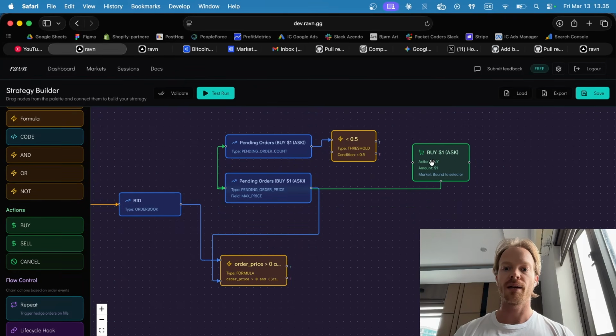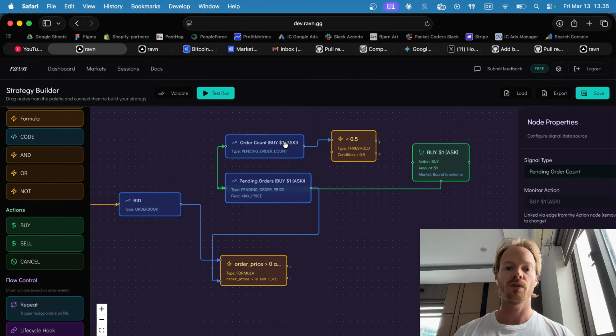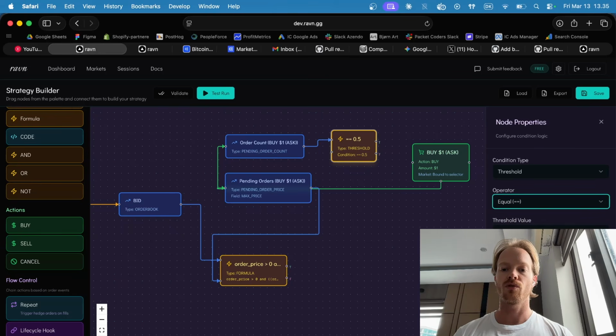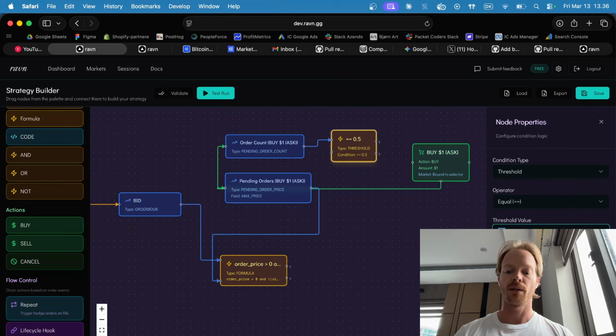Now, when to actually buy? We want to buy when we don't have any orders. So we have this pending orders count, and it's connected with the threshold. If we set it equal to 0, that basically just means whenever we don't have a pending order, we want to place one.